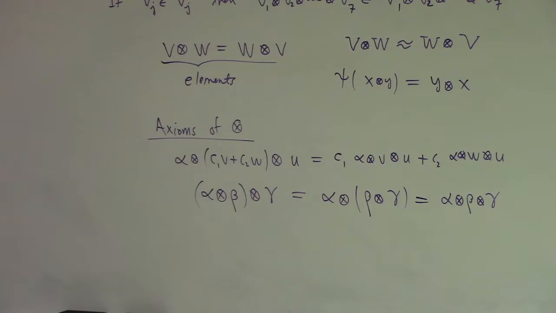So, let's see here. We can pull scalars out, right? It distributes across addition of the vector space. And those are your basic things.